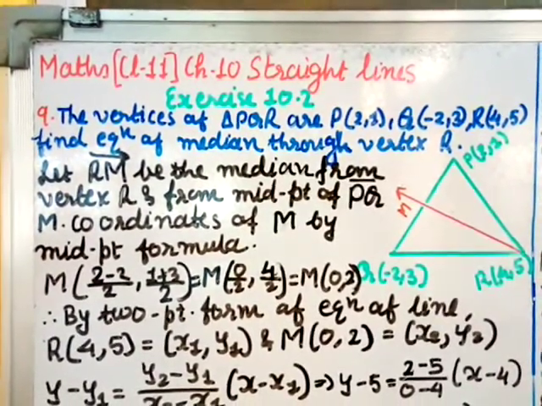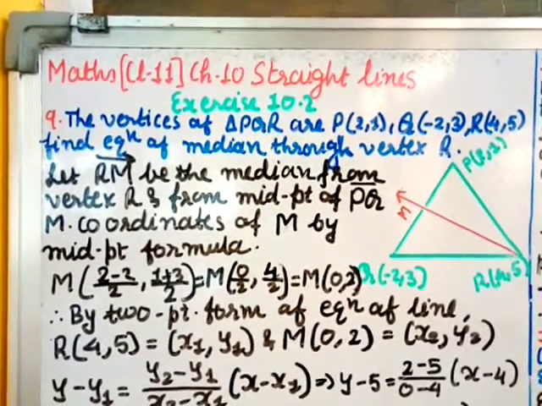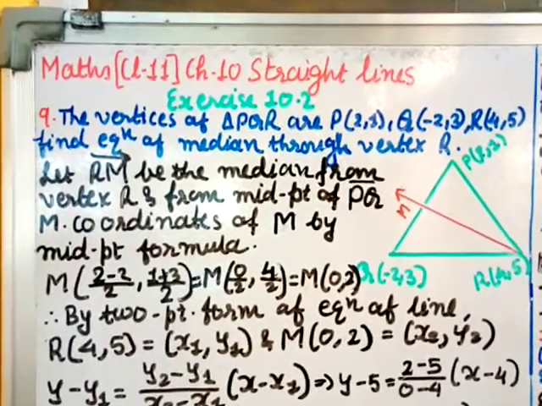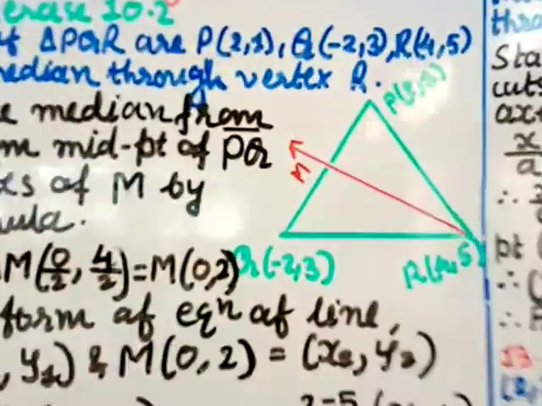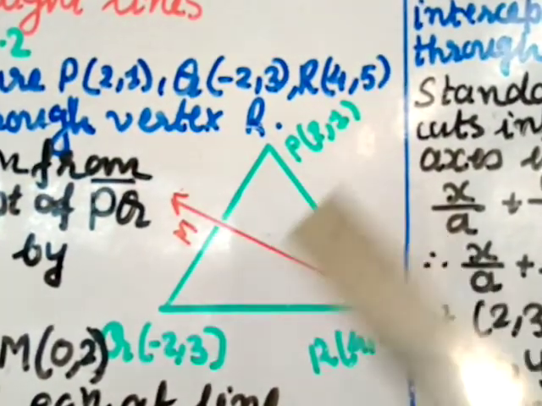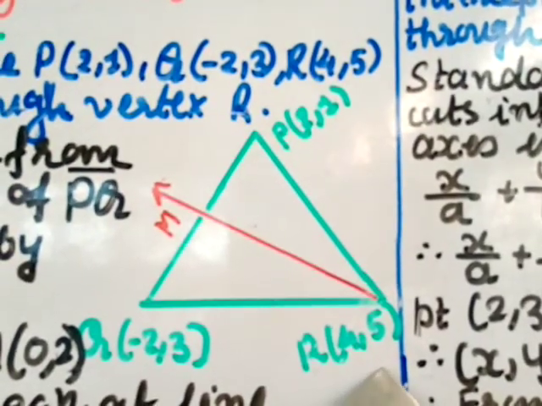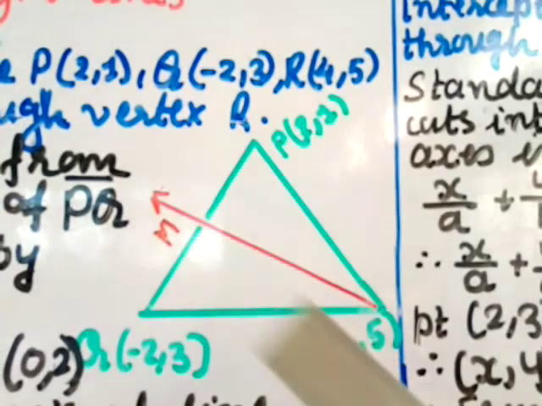Question number 9. The vertices of triangle PQR are P(2, 1), Q(-2, 3), R(4, 5). Find the equation of the median through vertex R. This is the triangle PQR. The vertices are given as (2, 1), (-2, 3) and (4, 5). You have to find the equation of the median passing through vertex R.